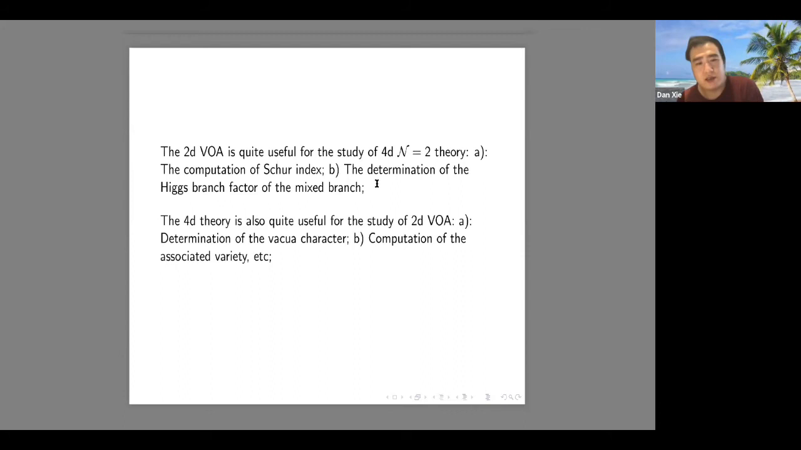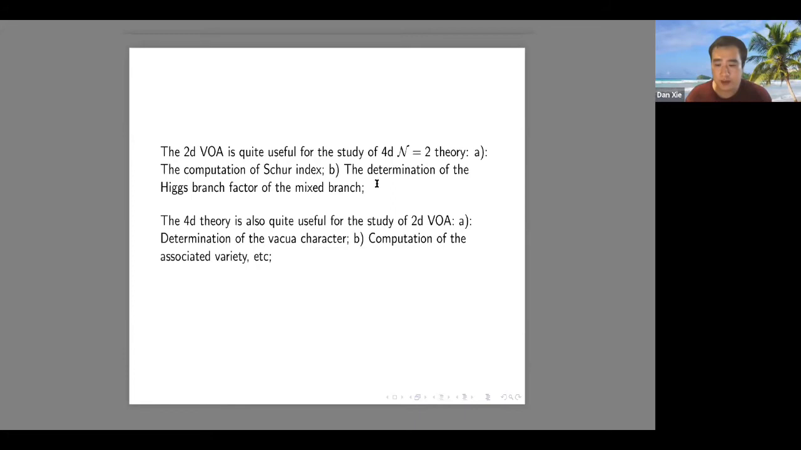On the other hand, the four-dimensional theory is also useful for the study of 2D VOAs, especially some of those VOAs which are not well studied in the math literature or on the 2D VOA side. One can use some four-dimensional methods to determine the vacuum character. And also one can use the four-dimensional method to determine the associated variety of many of the W algebras that haven't been studied by mathematicians.